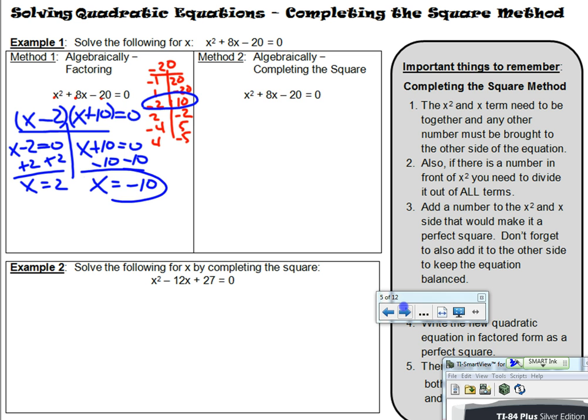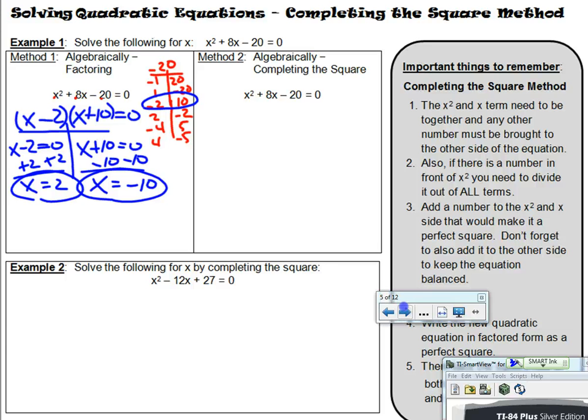And I get my two answers of negative 10 and 2. So now we're going to do a different algebra approach. We're going to do it by completing the square. And what this entails is doing what we did on the Use What You Know. I actually want to create a perfect square quadratic.